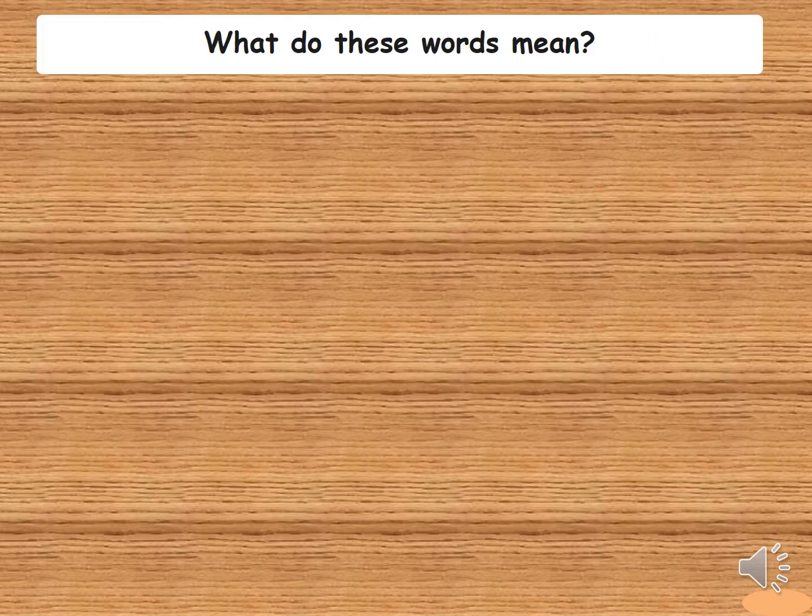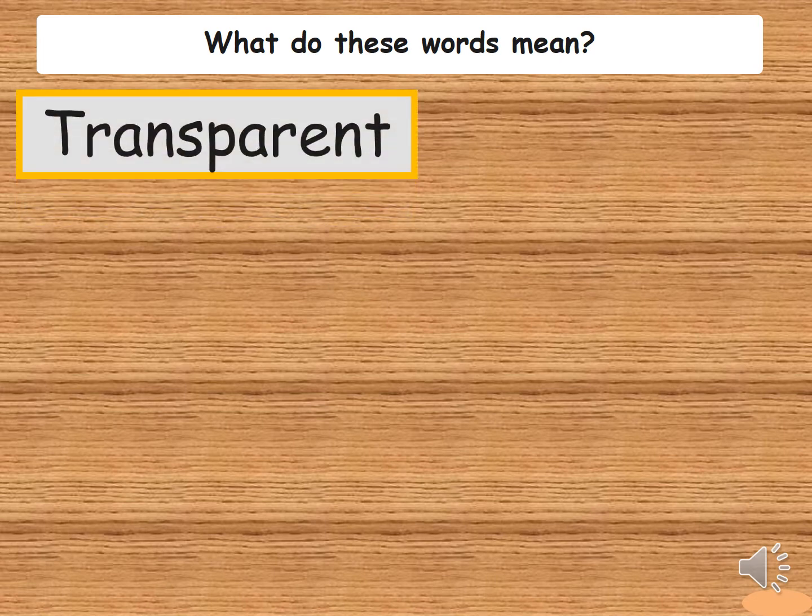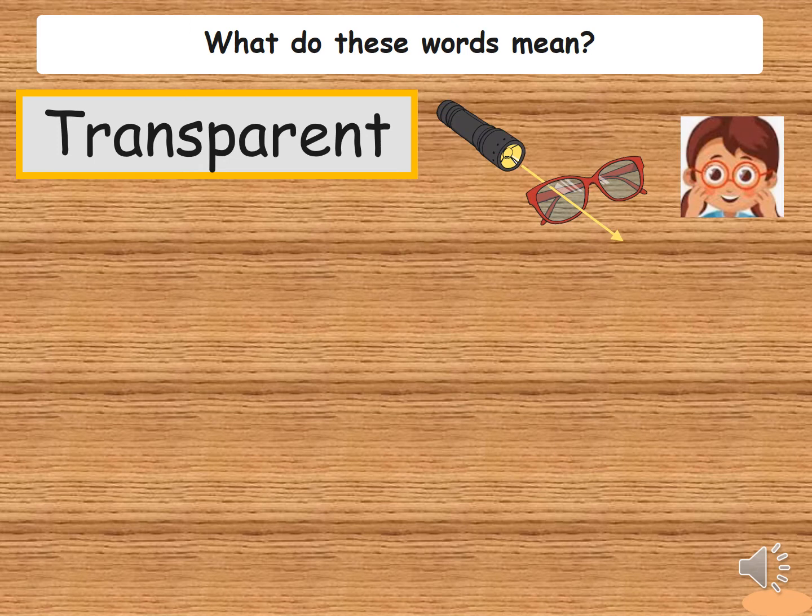So what do these words mean? Transparent. What does this word mean? Tell me. The word transparent means that you can look through it. So if you have a material and the material is transparent, that means a light does go through that material. You can see straight through it.